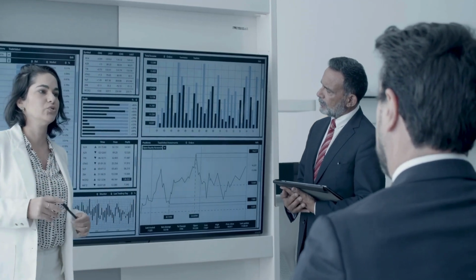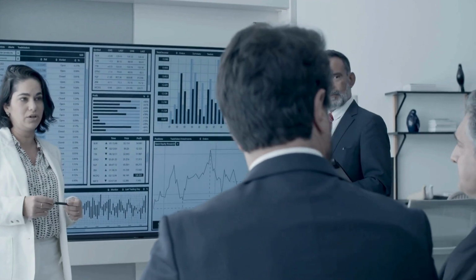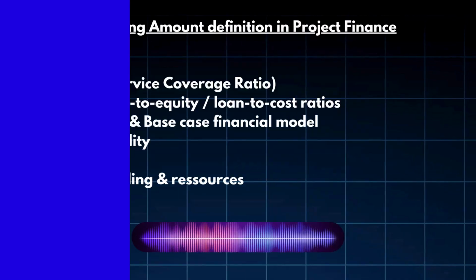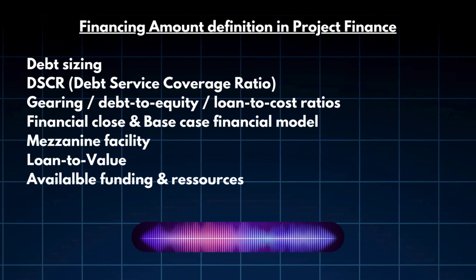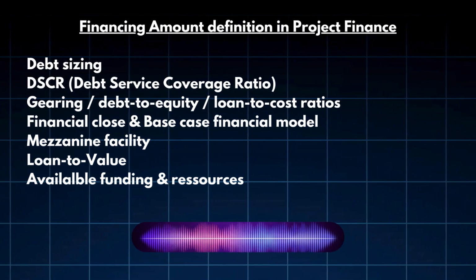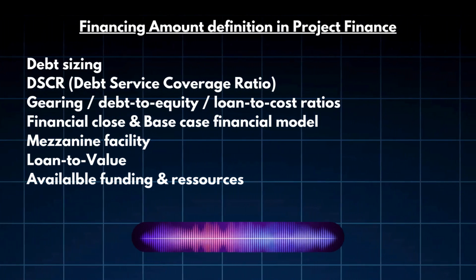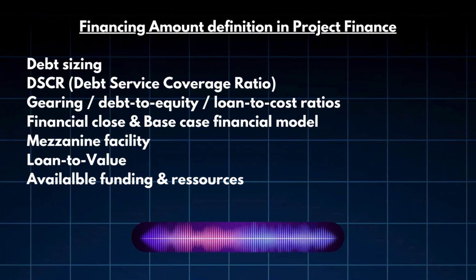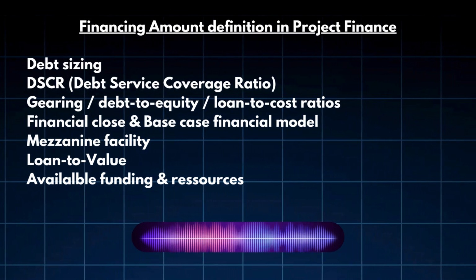Determining the exact amount of debt a project can support is one of the most technical yet critical steps in structuring a financing. This is where debt sizing comes into play, and understanding how the financing amount is defined helps sponsors and lenders align expectations early in the process. The core principle across most transactions is that the financing amount is set as the lowest of several calculated thresholds.